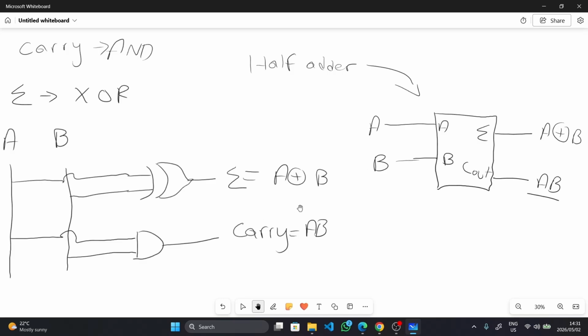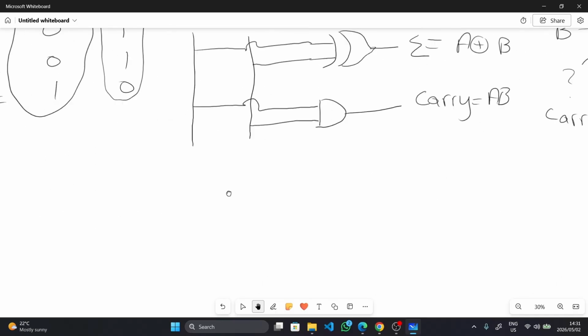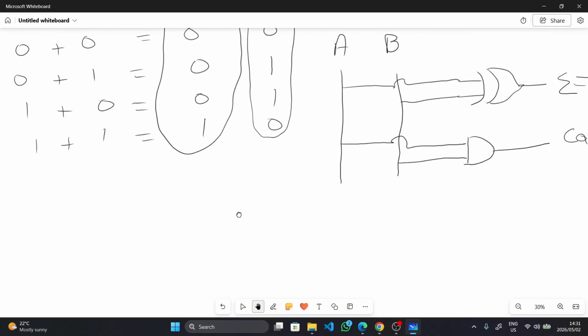But if you think about it, our half adder is missing something. We need another input that can take a carry in. That will show up in a full adder. So let's go to the full adder now.